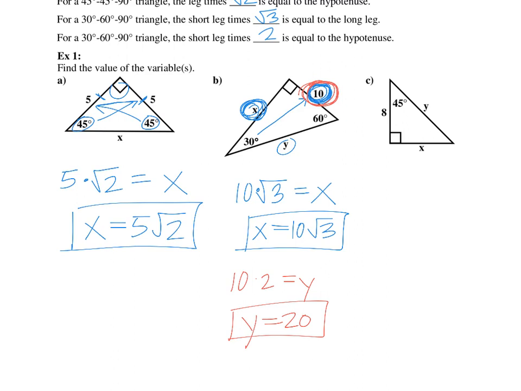For C, what do I have here? This is 45, this is 90. Subtract those angle measurements from 180, and you get 45.